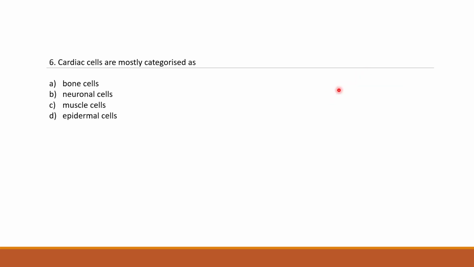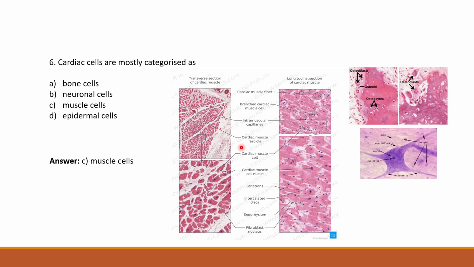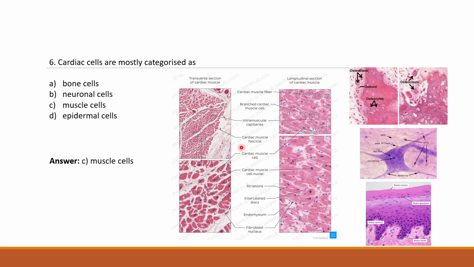Now, next is cardiac cells are mostly categorized as what type? Because they are heart cells, they are beating, they have to pump the blood, they contract, they expand, they are muscular in nature, they are muscle cells. This is the histology of muscle cells, both transverse section and longitudinal section. So we stain them to visualize them here also.